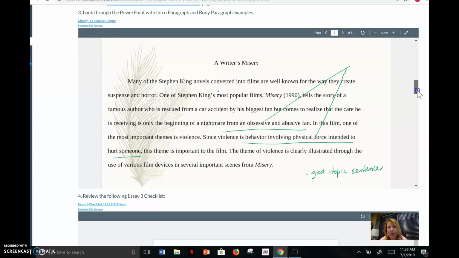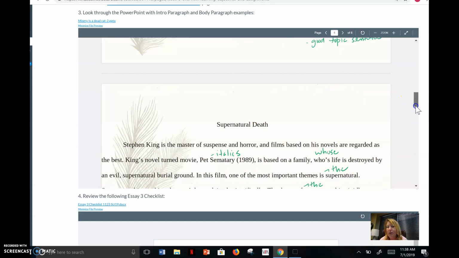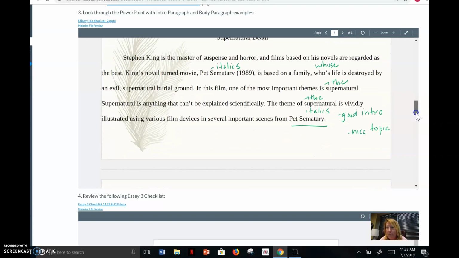Here is another one. And I'm not sure what I was saying here. I think I was just trying to say that you're talking about obsession and yet you're talking about a different theme. So in this one, again, we're still using suspense, but these are just giving you some examples of other people's intros. We don't need to copy them.